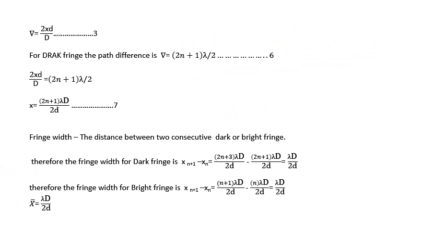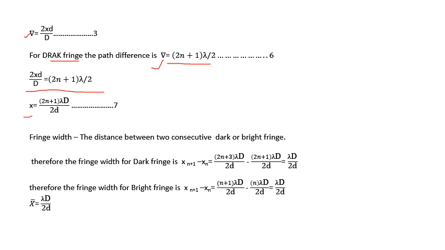We are again talking about the path difference. The path difference is 2xd by D, but in the condition of dark fringe, the path difference is (2n plus 1) lambda by 2. So if we suppose that at the point P the fringe color is dark, then this path difference and this path difference must be equal. So we equate these two and we get the value of x. What is the value of x? (2n plus 1) lambda D by 2d.